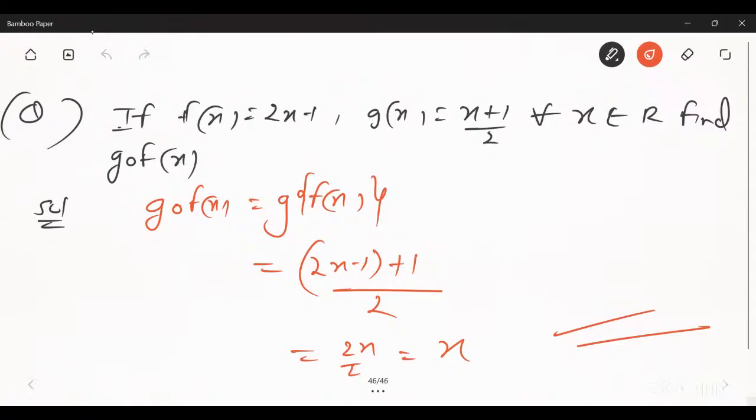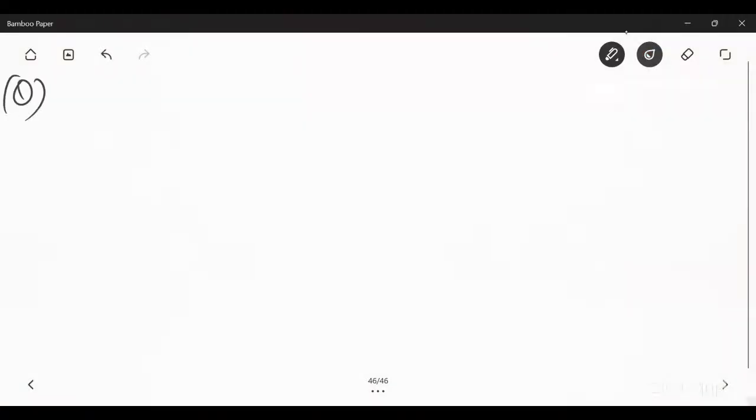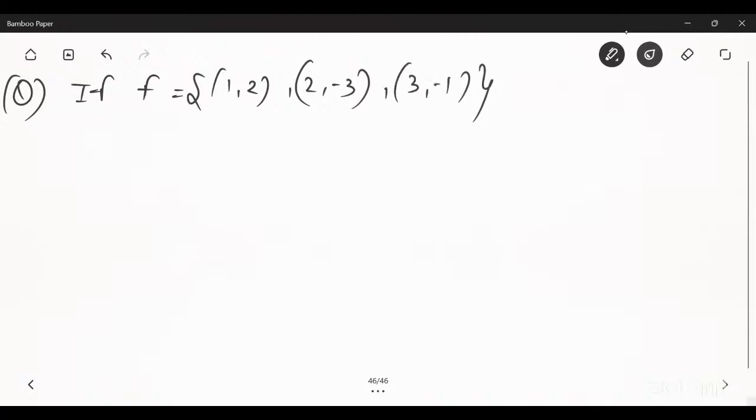Now, the next question is, if f is equal to {(1, 2), (2, minus 3), (3, minus 1)}, find 2f and second is f square. Now see the solution.